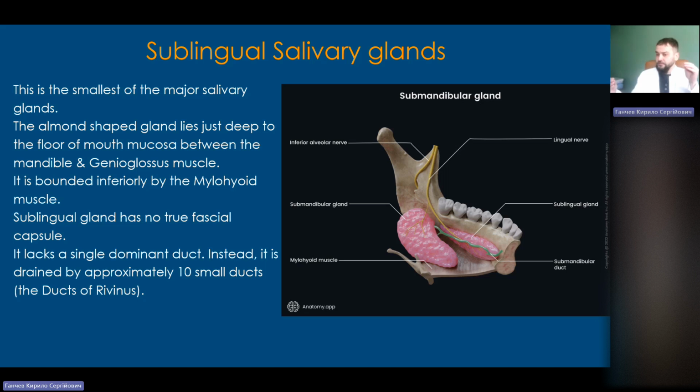Duct, you know? You understand what that is, right? So it's like a tube which the gland uses to evacuate the secretion. I hope you understand me. Okay. It lacks a single dominant duct, okay? Instead, it is drained by approximately 10 small ducts.